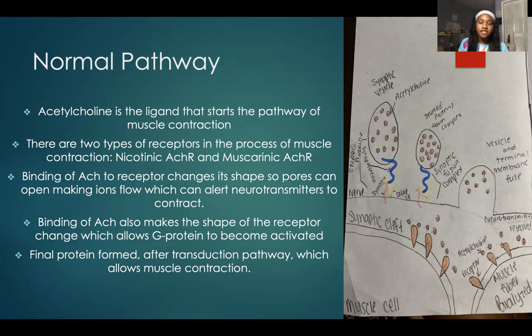The binding of acetylcholine to the receptor changes its shape so pores can open, making ions flow, which can alert neurotransmitters to contract. The binding of acetylcholine also makes the shape of the receptor change, which allows G proteins to become activated. The final protein is formed after the transduction pathway, and it allows muscle contractions.